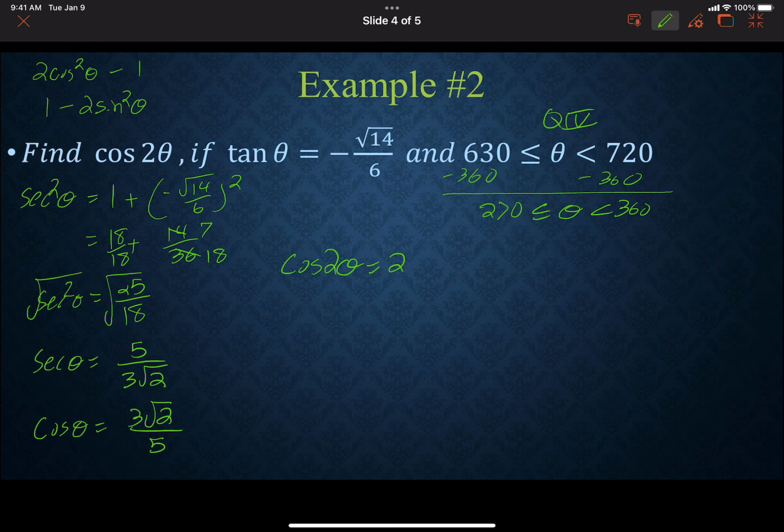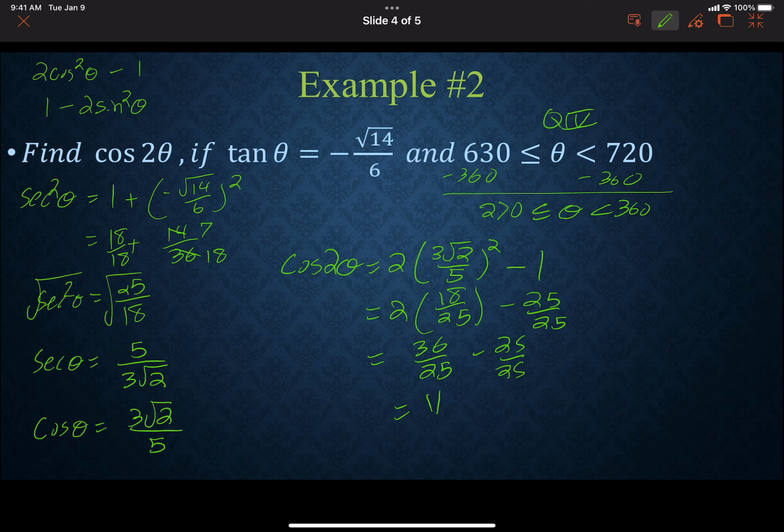It's going to be our 2 cosine squared, so 2 times 3 root 2 over 5 squared minus 1. Reversing the squaring process, from the square rooting, so we know that this is actually going to come back out to being the 18 over 25. The 1 really then will be 25 over 25. Multiplying by 2 gets us to 36 over 25, which then gets us 11 over 25 for cosine 2 theta.